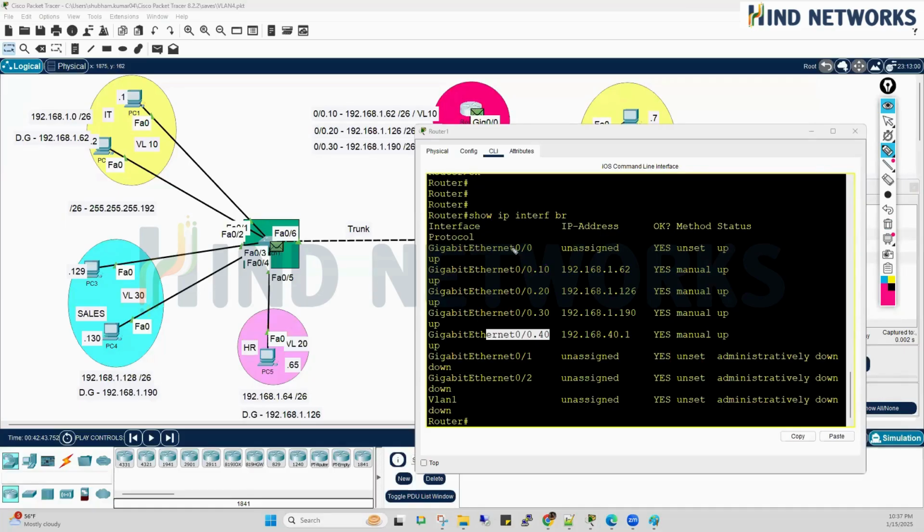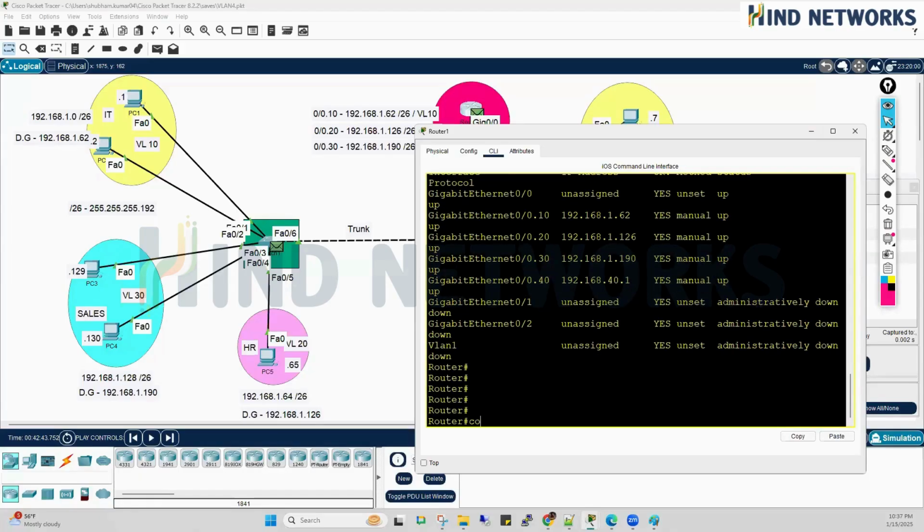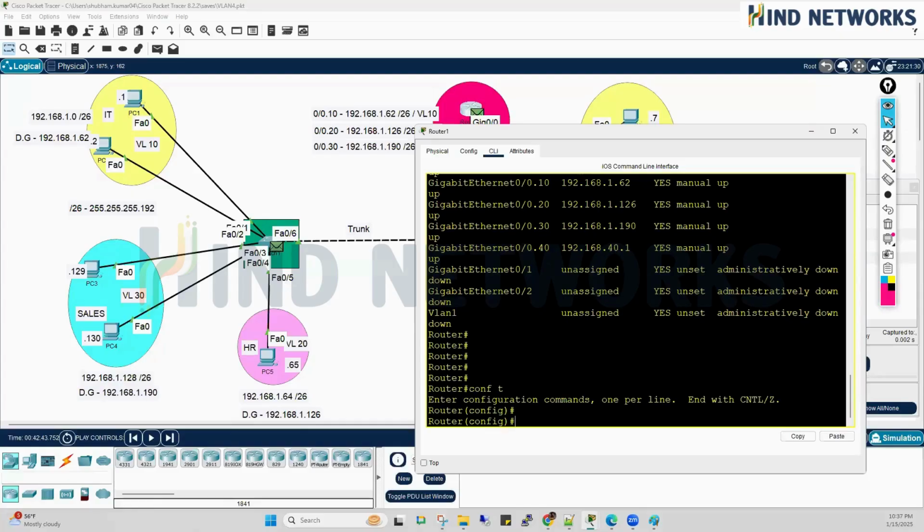For example, I use this interface for VLAN 10, so that's the reason I use 10 here. I use this interface for VLAN 20, so I use 20 here. Getting my point, everyone? Yes or no? Clear? If anyone asks you, how can you configure the sub-interface? How can you answer? Anyone know how we can configure the sub-interface?